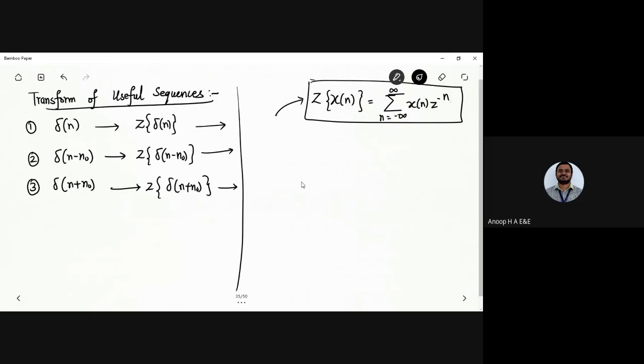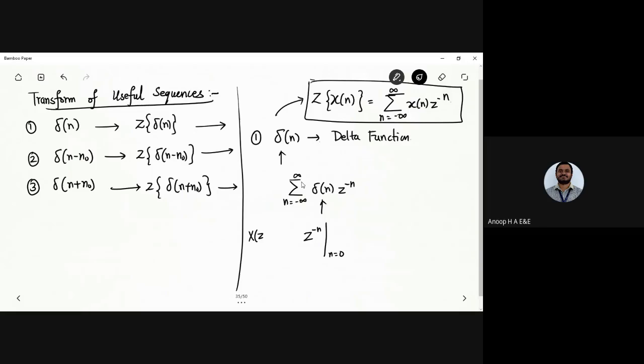So let us go for the first signal, that is delta of n. Which signal is it? It is nothing but the delta function or Dirac delta function. This is the given signal, say x of n. So sigma, n equals minus infinity to plus infinity, delta of n z power minus n. This delta of n will be equal to 1 only at n equals 0, so z power minus n where n equals 0.